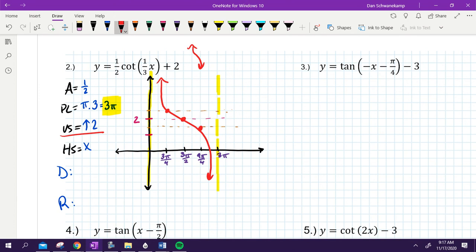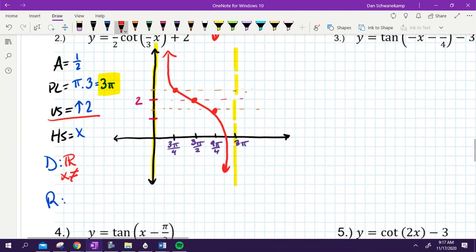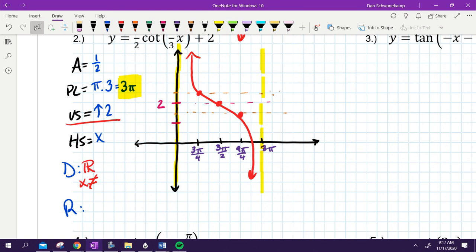Again, it would repeat forever and ever. We don't have time to graph forever, so we graphed one period length. Domain is going to be all real numbers, but x cannot be. Lydia, where is an asymptote line? At 3 pi, okay? So you could say that. I'm going to say 0, but it doesn't matter. I'm just doing it to keep it clean.